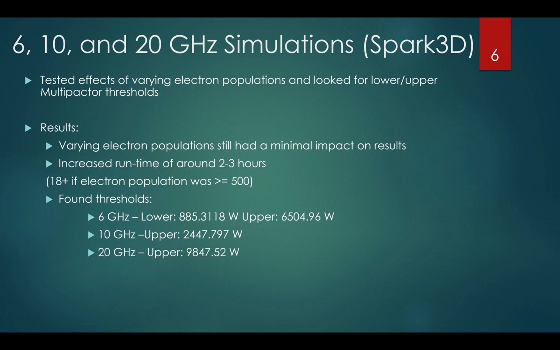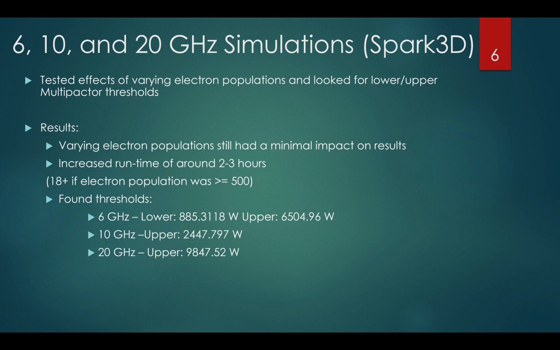For 6 gigahertz, I found the lower threshold being about 885.32 watts when averaging all the results. And for the upper threshold, I was able to find 6504.96 watts.